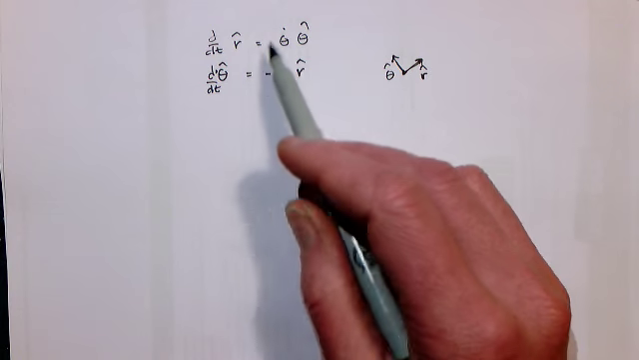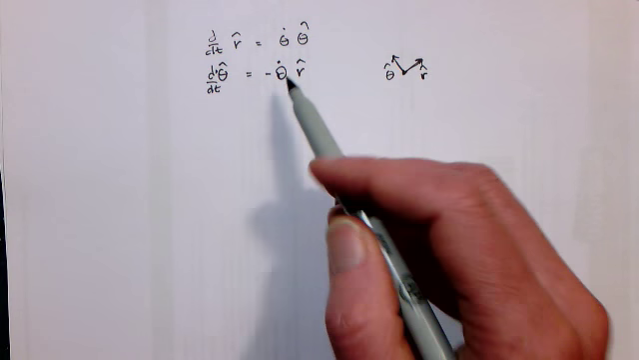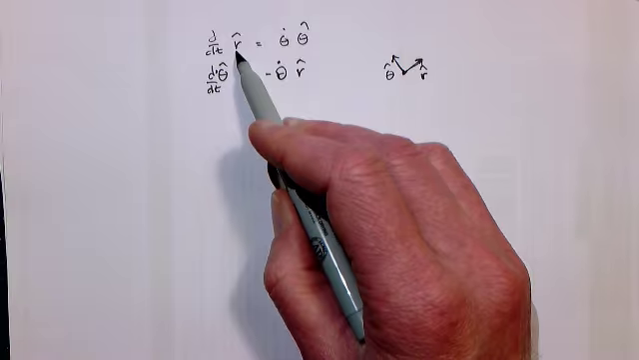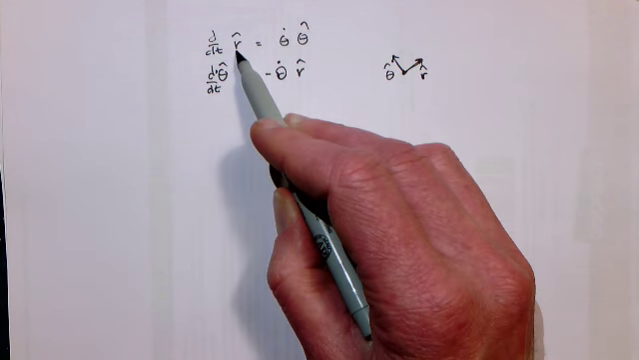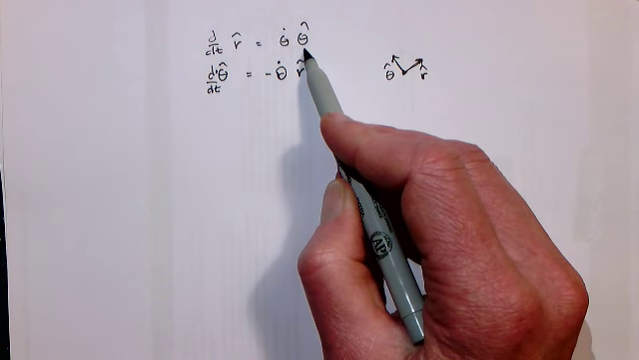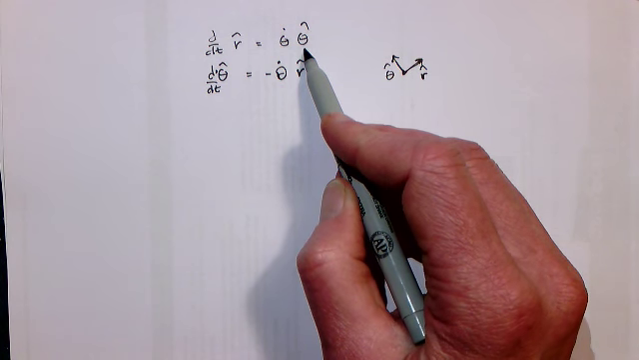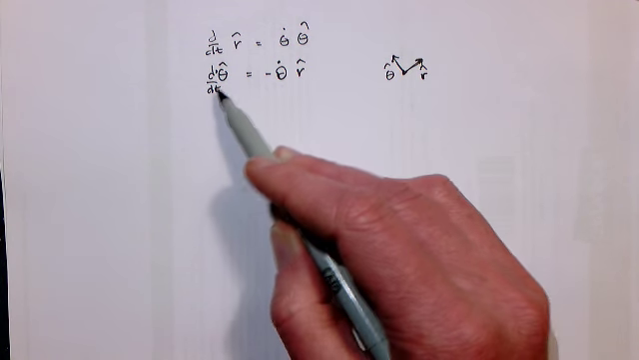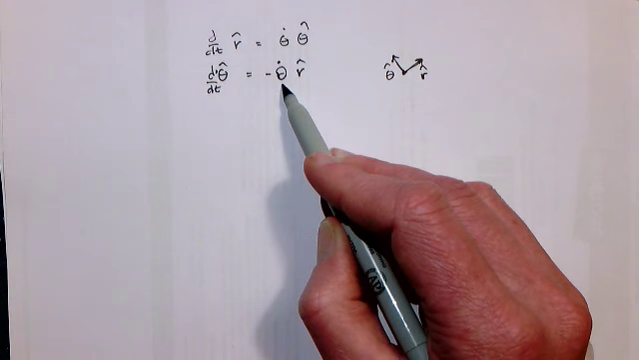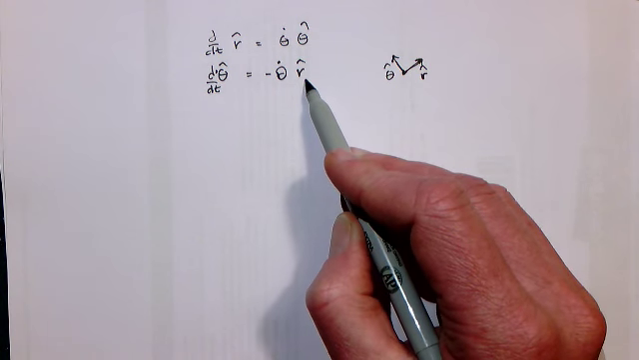So in some ways you can look at these and make a lot of sense of them. They say that, first of all, r hat only changes if theta is changing, and r hat has to change in the remaining direction that it can change in, which is the theta hat direction, and vice versa. Theta hat changes when theta is changing, but has to change in the r hat direction.